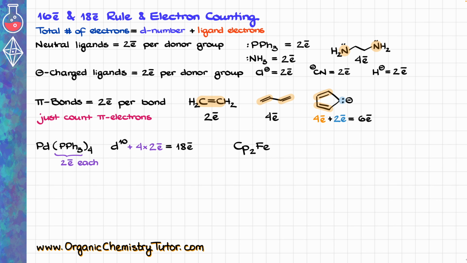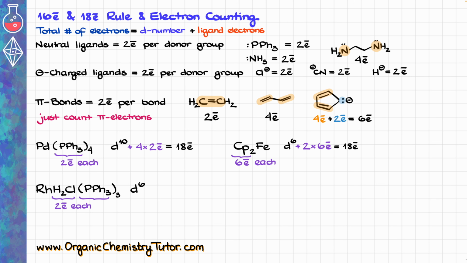Or how about this ferrocene guy that we have seen a few times today already as well? This is a D6 complex. Each cyclopentadienyl gives 6 electrons, so D6 plus 2 multiplied by 6, giving me 18 electrons again. Or how about this example here? This is a D6 complex. Our ligands here provide 2 electrons each, giving us D6 plus 6 multiplied by 2 for all of our ligands, resulting in 18 electrons again.